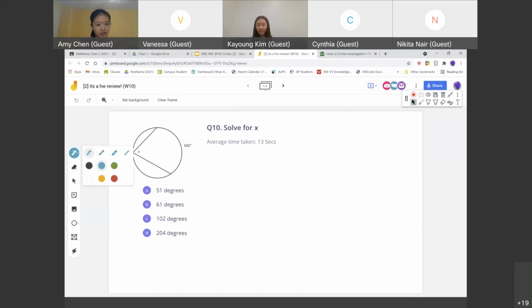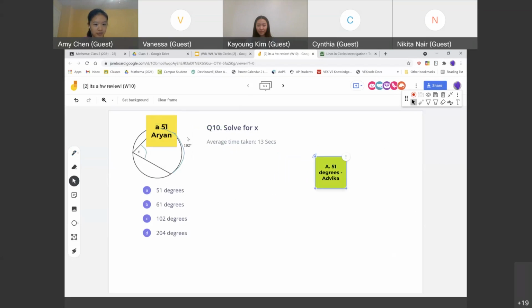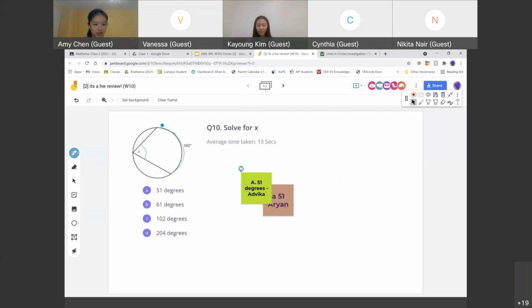Okay. So we're going over the 3 most missed questions, and this is number 10. Solve for x. So x is this angle here, right? And this angle intercepts this arc over here, and since the vertex and the endpoints of the angle are all on the circle, this angle is an inscribed angle. And last week we talked about how inscribed angles are always half the degree measure of their arc. So x is half of 102 degrees, so that means x is 51 degrees.